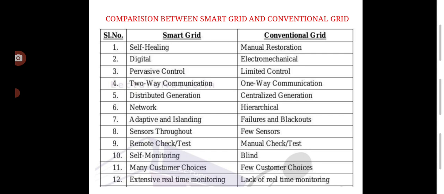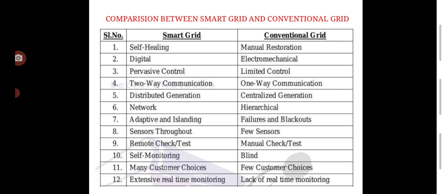I'll give the hints. That is self-healing for a smart grid, manual restoration for the conventional. The smart grid is digital, whereas the conventional is electromechanical. It has passive and limited controls, two-way communication for the smart grid, one-way communication for the conventional. The smart grid has distributed generation, centralized generation for the conventional. In smart grid networks, they are distributed, and hierarchical in the conventional. The smart grid is adaptive and islanding, while failures and blackouts happen in the conventional. And sensors throughout, whereas in the conventional there are only a few sensors.